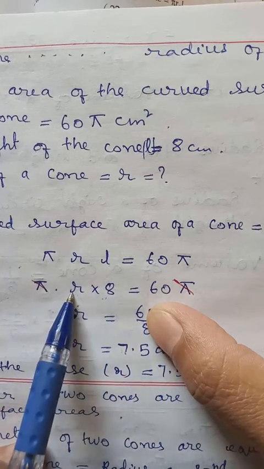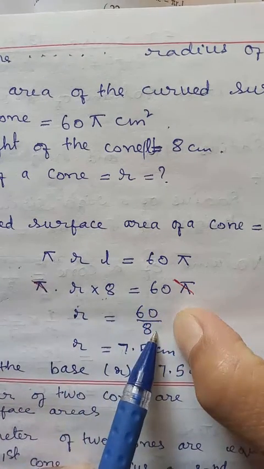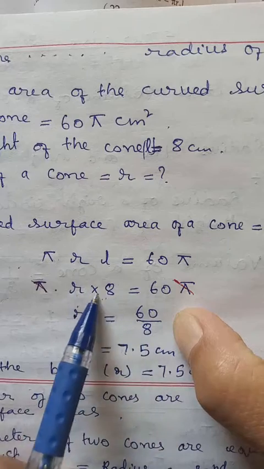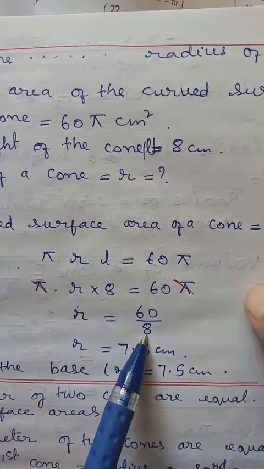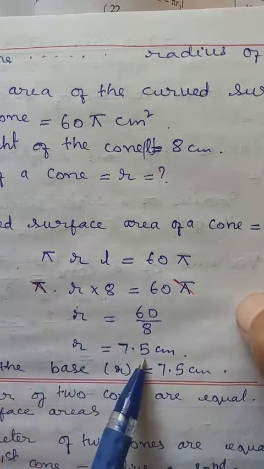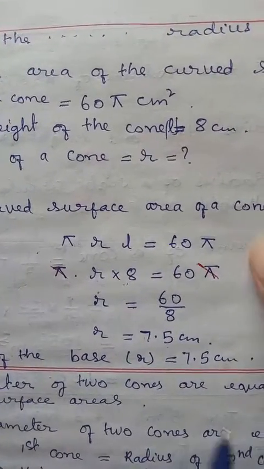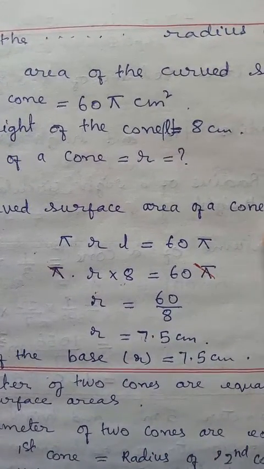So here we have to find R. So 8 we transfer that side. Okay, multiply, if transferred it becomes divide. So if we divide it, we will get the radius. So the radius of the base is 7.5 cm.